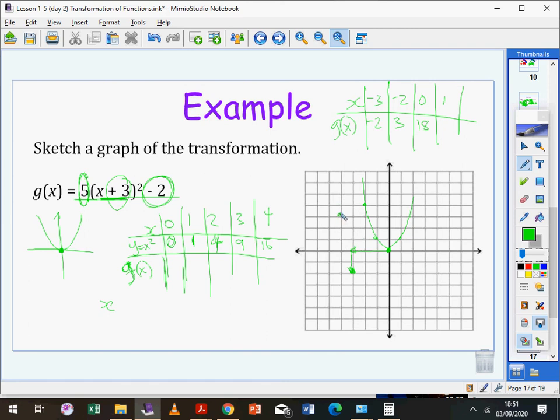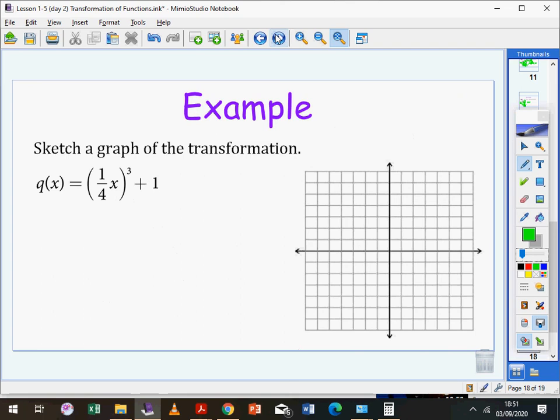Yeah, this point is supposed to be here, bad counting. So I hope you can see that you can still graph it without drawing all of those tables. I just use the table to help with the explanation. So my graph still ends up being like something.